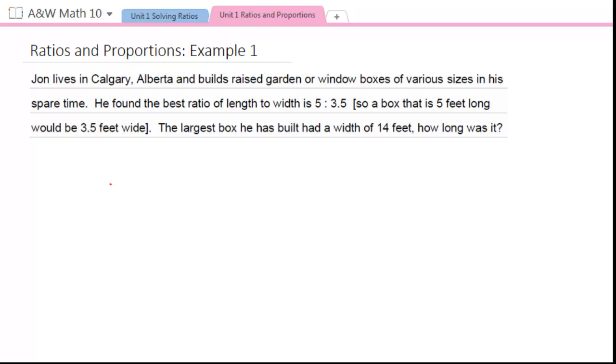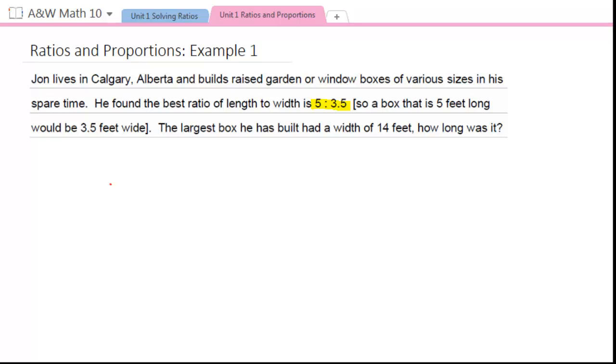In these next examples, we're going to look at how we can use ratios and proportions to answer some questions. John lives in Calgary, Alberta, and builds raised garden or window boxes of various sizes in his spare time. He found that the best ratio of length to width is 5 to 3.5. So a box that is 5 feet long should be 3.5 feet wide. This is an example of a ratio.